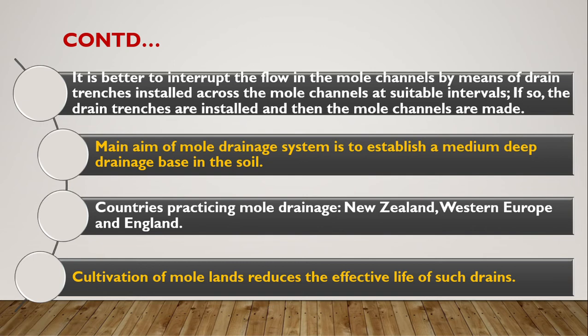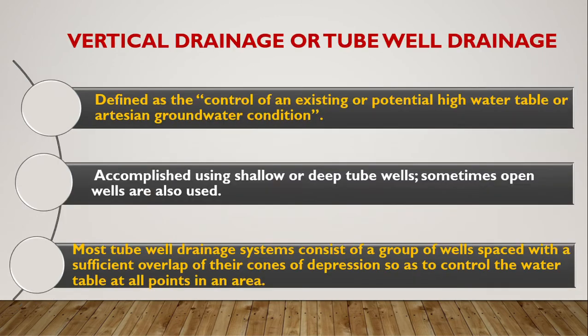If you are cultivating lands which have a mole drainage system below, then it will reduce the effectiveness, because if we are cultivating, then we will use many farm implements over that land. That will compact the clay particles or the soil. When the soil is compacted, it will affect the channel beneath that. So that is why we will see this.